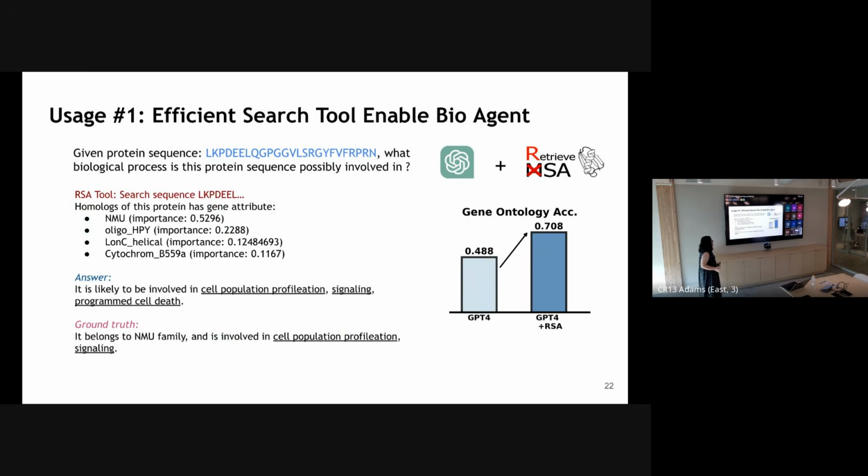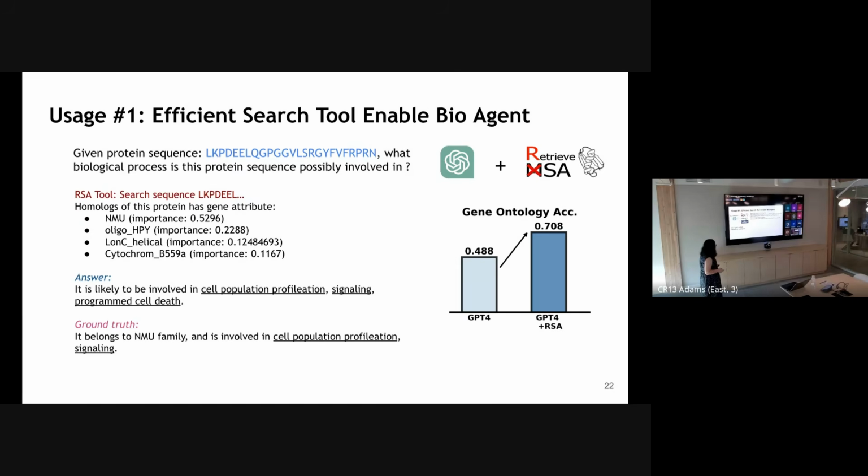So now we have a very efficient search tool. How can we use it? The first thing we can do is link it to a large language model to help the large language model understand protein sequences. We can see here that GPT-4 is originally not very well pre-trained on protein sequences. It can barely understand them.